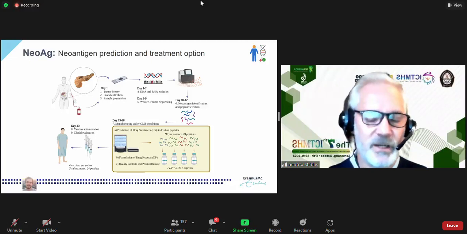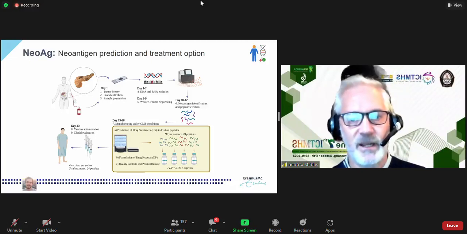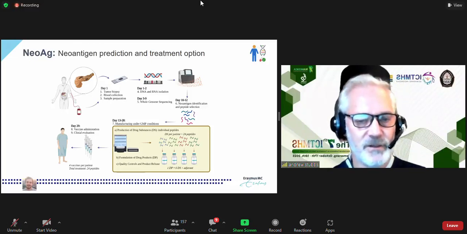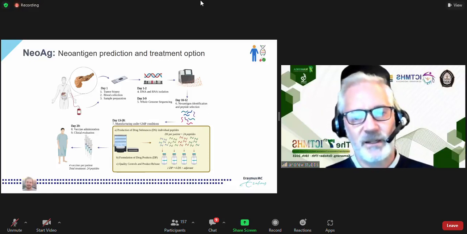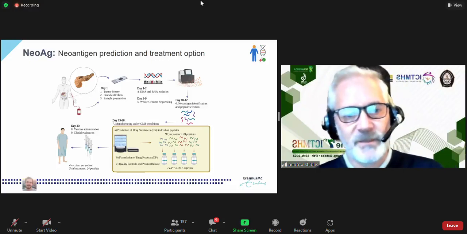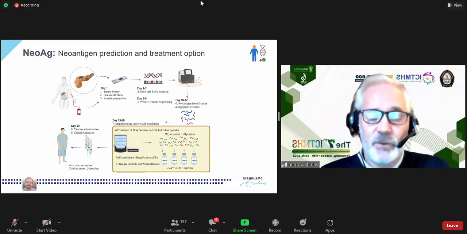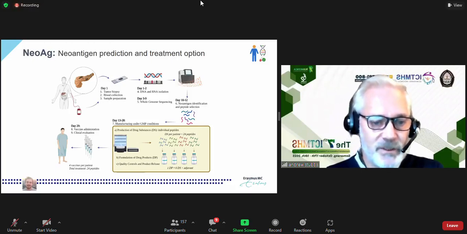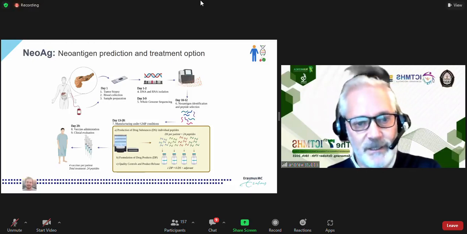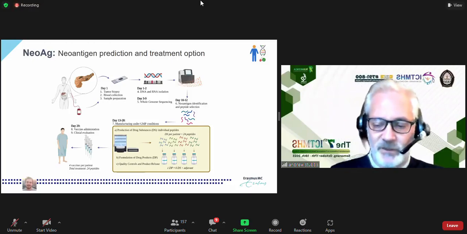neoantigen prediction, and we can do neoantigen prediction now from DNA sequencing and RNA sequencing. So can many labs in the world. Day 13 to 28, the idea is then to develop these peptides, and hopefully within a month from taking the samples from the patient, we'll be able to do vaccine treatment for these individuals, or peptide treatment as well.